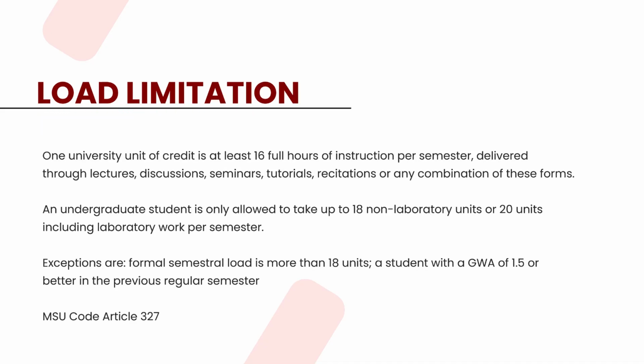Let me clarify what a unit means and what your maximum credit limits are. 1 unit of credit represents at least 16 hours of classroom instruction per semester. Normally, undergraduate students can take up to 18 non-laboratory units, or up to 20 units if laboratory courses are included. Can you overload? Yes, but only if your curriculum officially demands more than 18 units for that term, or if you achieved a GWA of 1.50 or better in the previous regular semester.